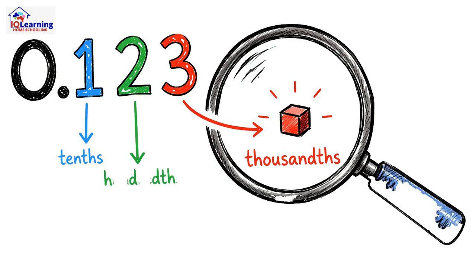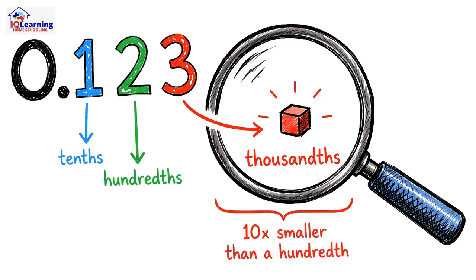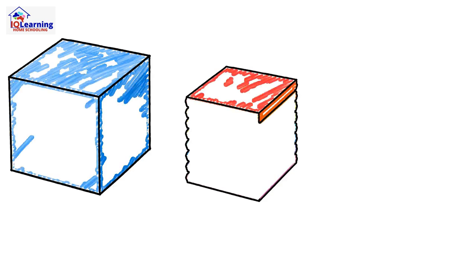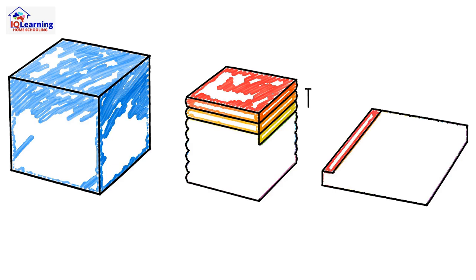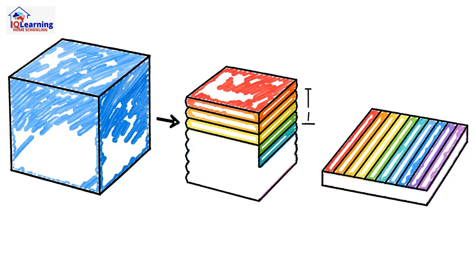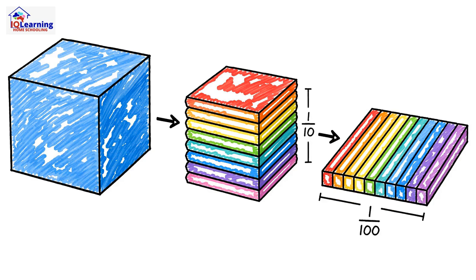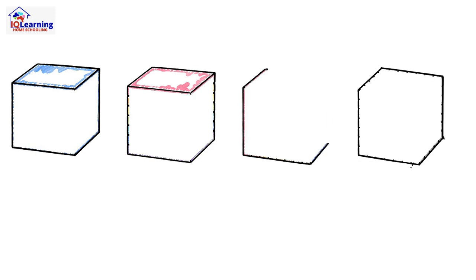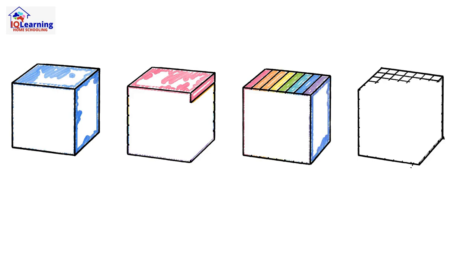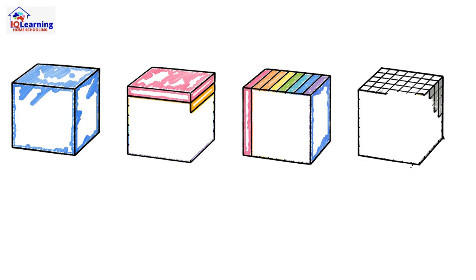It's the third digit to the right of the decimal point, and it represents a value 10 times smaller than a hundredth. Picture a large cube that represents one whole. If you slice it into 10 flat layers, each one is a tenth. Slice each of those layers into 10 long strips, and you get hundredths. Now, slice each of those strips into 10 even tinier cubes. You're left with 1,000 little blocks. Each one is a thousandth. It's incredibly small. This is why comparing decimals requires care.